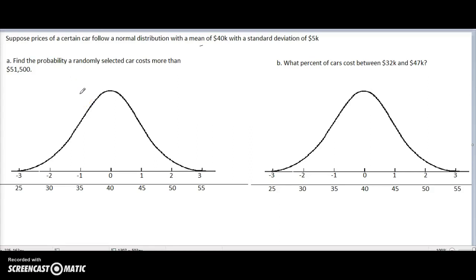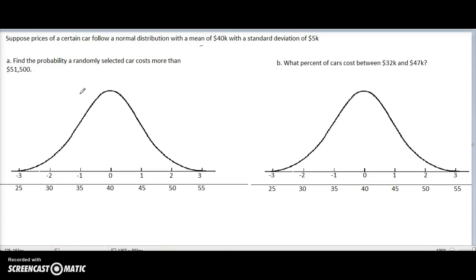Hi all. So here we're going to do a couple examples of normal probabilities that are not standard normal. These are ones that don't have a mean of 0 and a standard deviation of 1. So in this example, prices of a certain type of car follow a normal distribution with a mean of $40,000 and a standard deviation of $5,000.